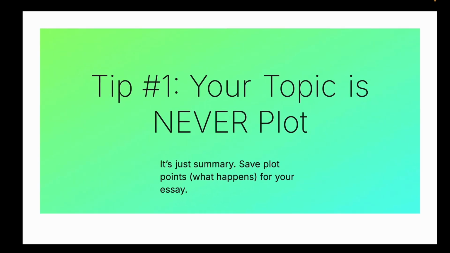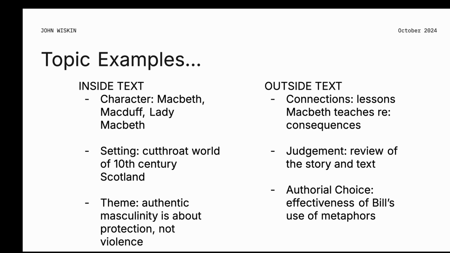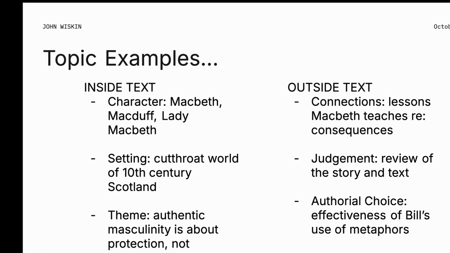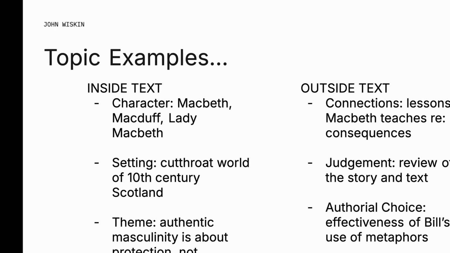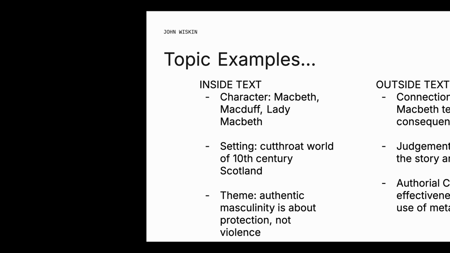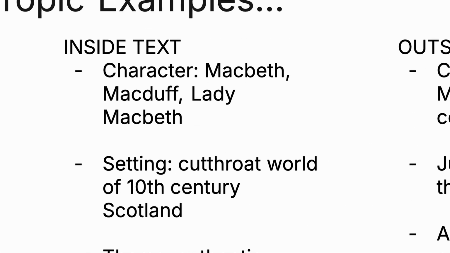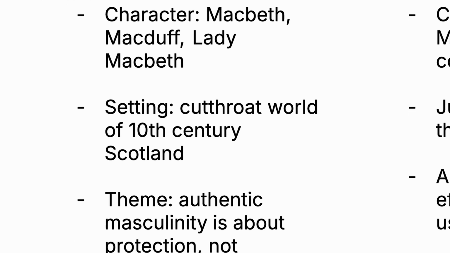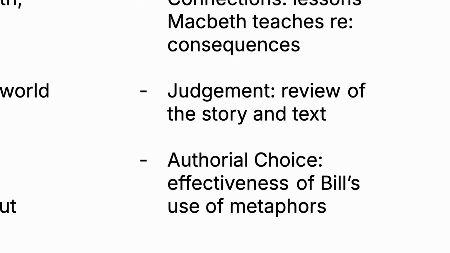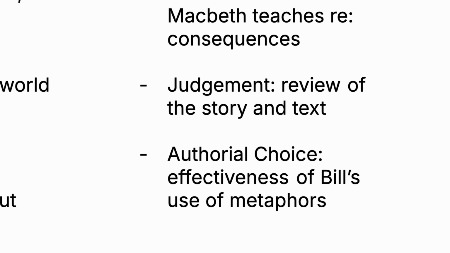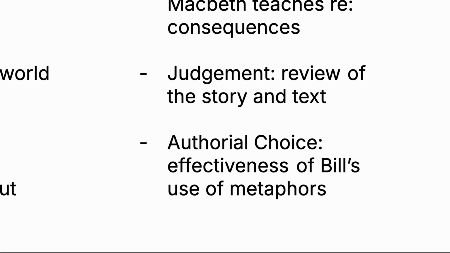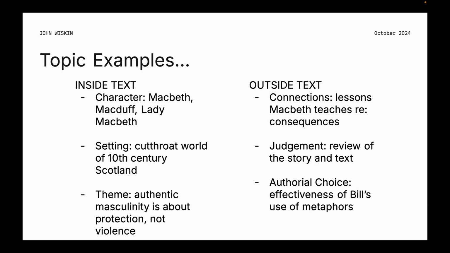Now, let's take a look at a couple examples you could use for topics, because if you're going to write an essay, you're never going to write about all characters in the story or all conflicts. You have to choose one. If we were going to write an essay about Macbeth, for example, we could write about one of the characters, such as Macbeth, Macduff, Lady Macbeth. The setting, we could look at like 10th century Scotland. If we were going to make a judgment, we'd have a review of the story in the text, or we could look at the effectiveness of Shakespeare's use of metaphors. So within each of those, there's multiple topics you can choose, and you ultimately just have to choose one.